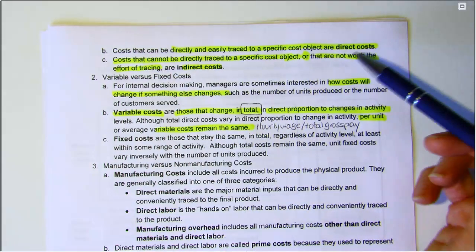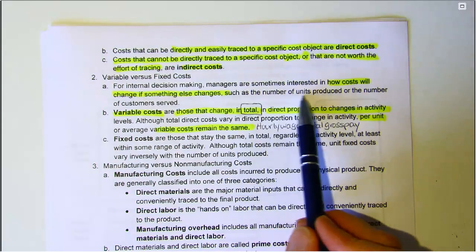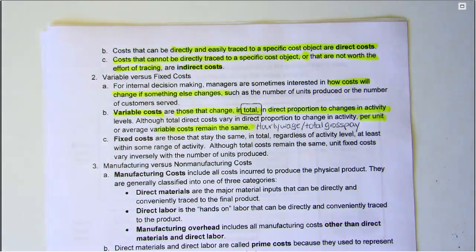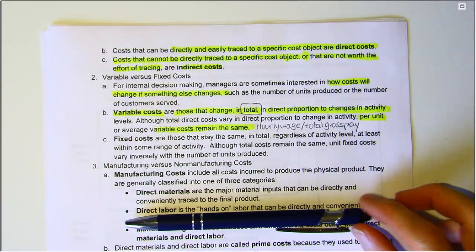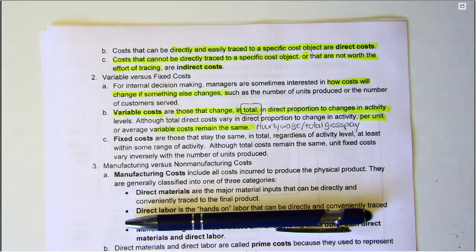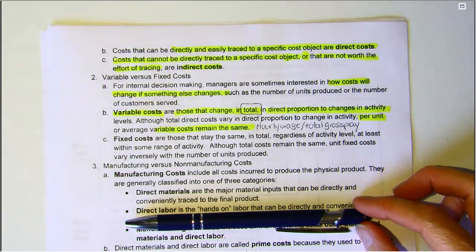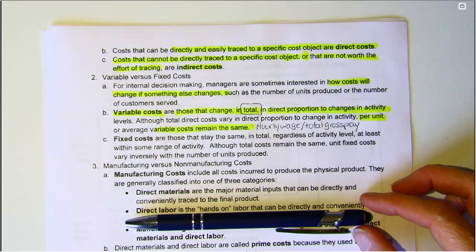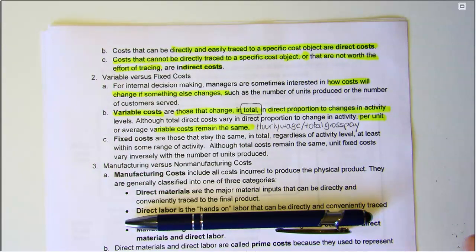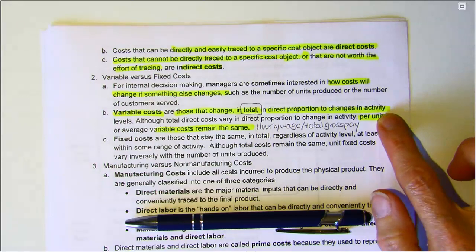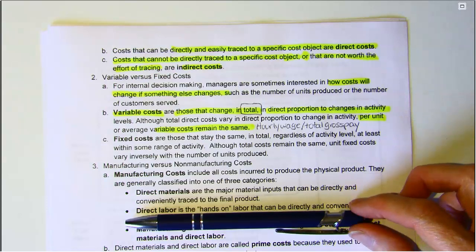So when they say here that we're taking a look at the number of units produced, for example, the cost to make 10 pens is less than the cost to make 100 pens. There's a direct and proportional change. The more pens you make, the more material you'll use, the more labor you will use. So in total, variable costs change in direct proportion to the change in units or change in activity. But the cost per pen remains the same.